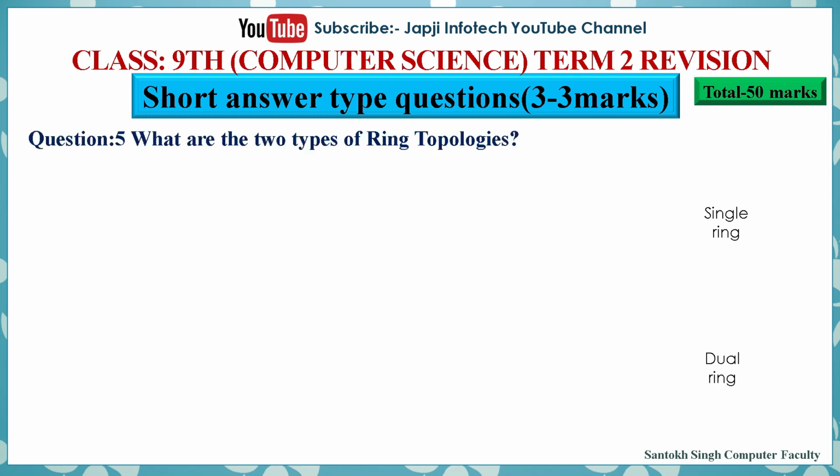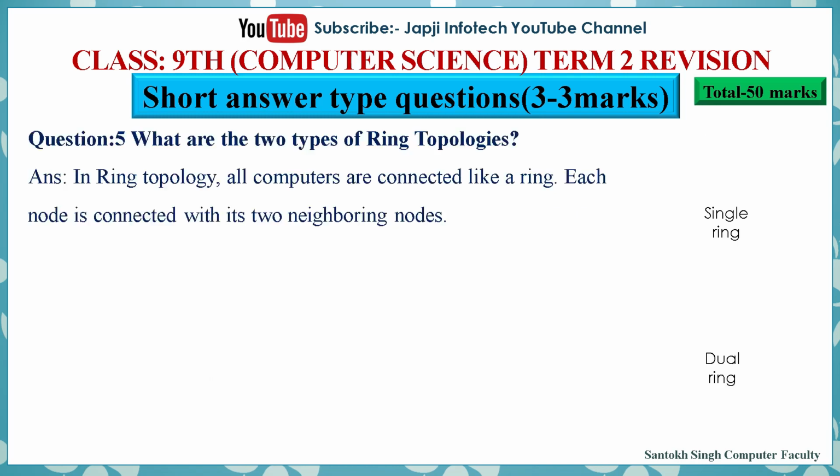And fifth question is what are the 2 types of ring topologies? So in ring topology, all computers are connected like a ring. Each node is connected with its 2 neighboring nodes. So ring topology is of 2 types.